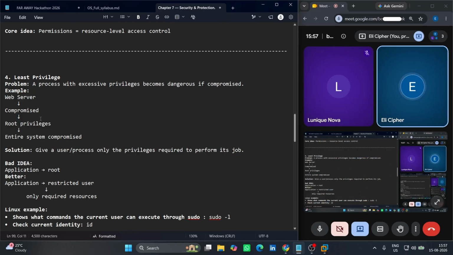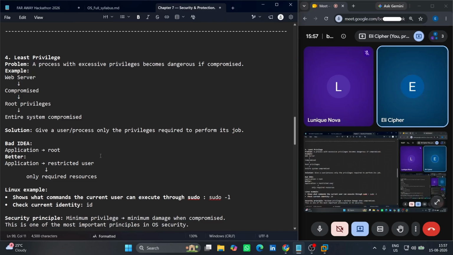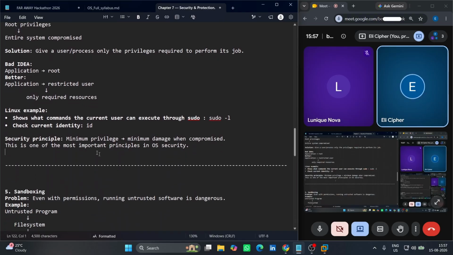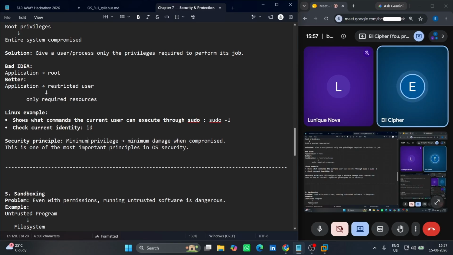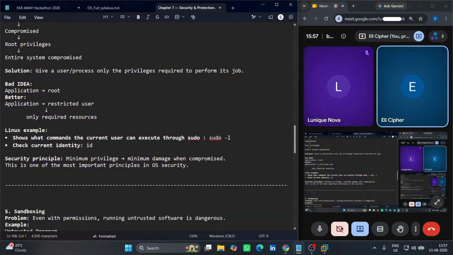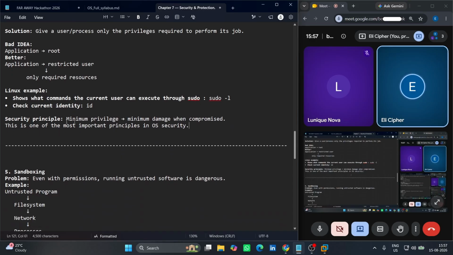Because they are not too active, too alert at that particular time. Okay, so what security principle? Yes, least privilege defines a security principle here, right? Which is minimum privilege, minimum damage when compromised. It means we should give the minimum privilege so that we don't have to face damage when our system or our resource gets compromised.